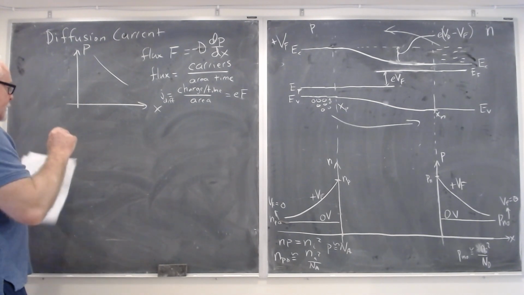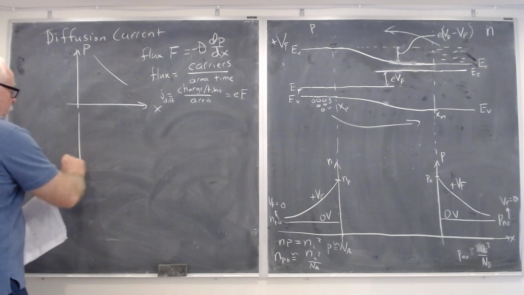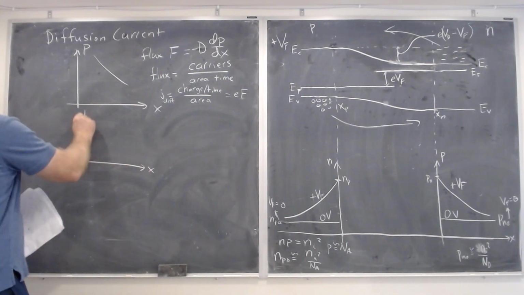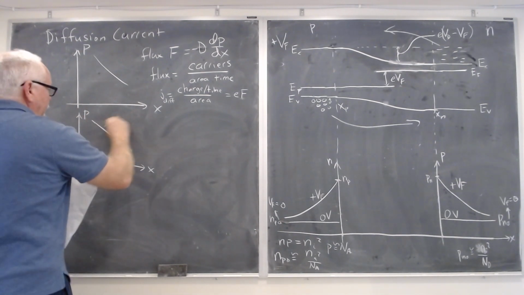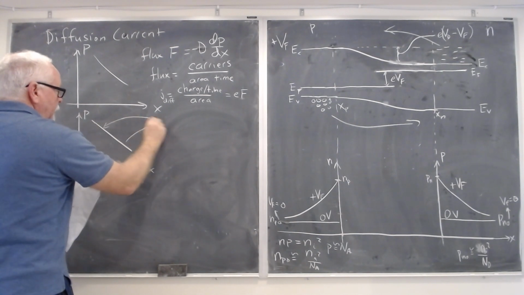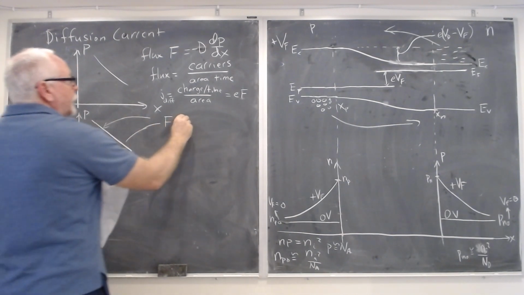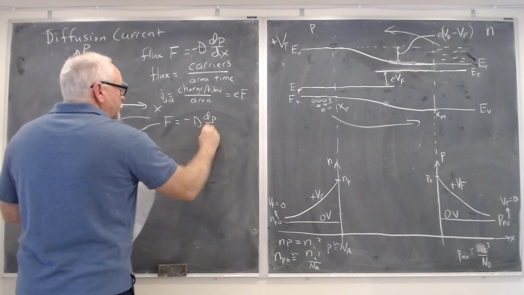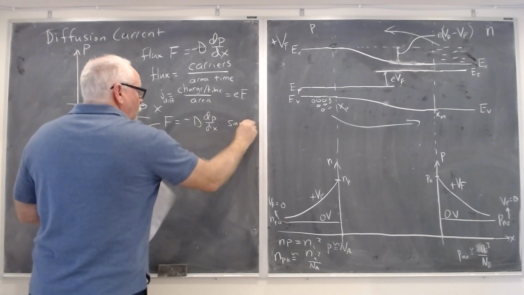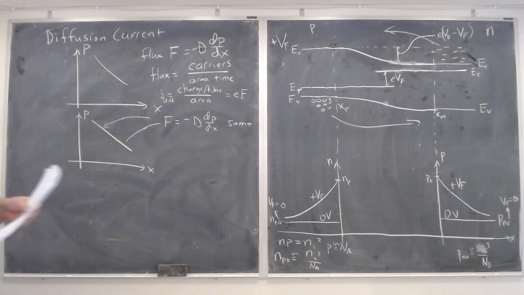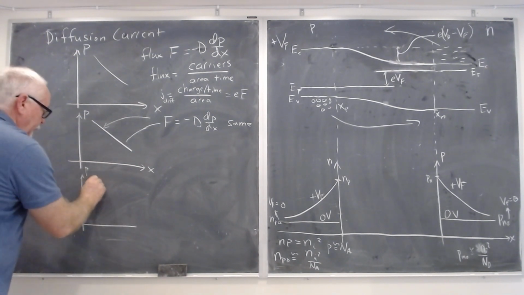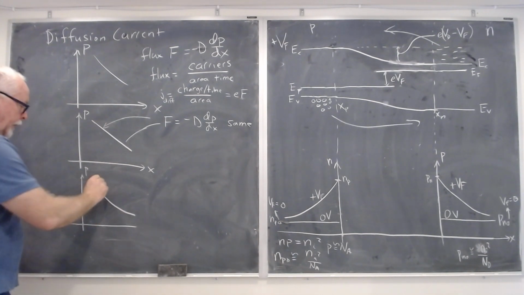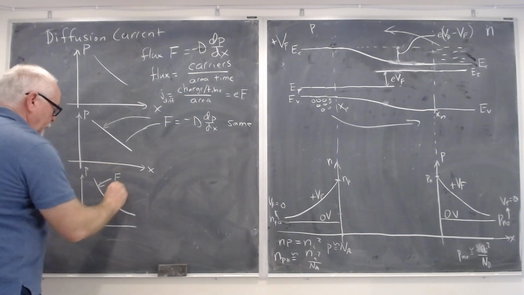Now, let's think of a couple of cases here. Let's make P linear. If P is linear, then F, which is minus D dp/dx, is the same in both those places. Whereas if P is not linear, then F is higher there.